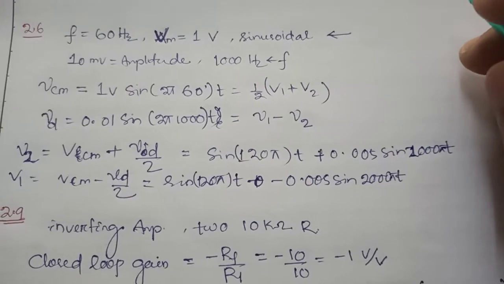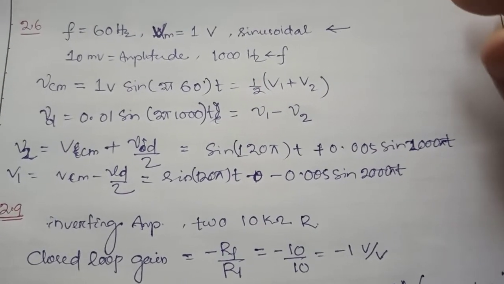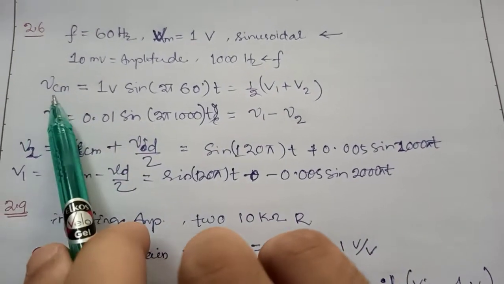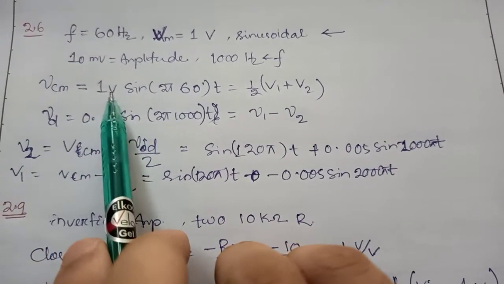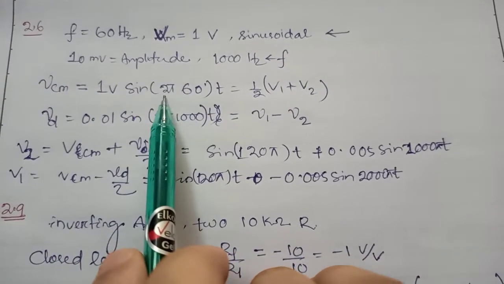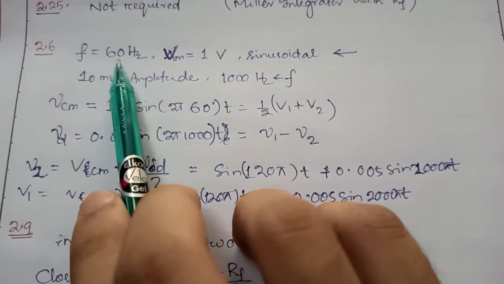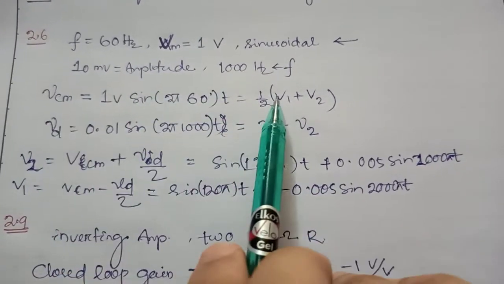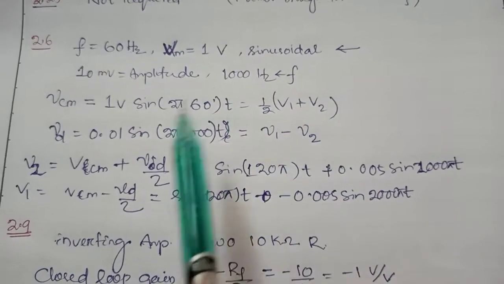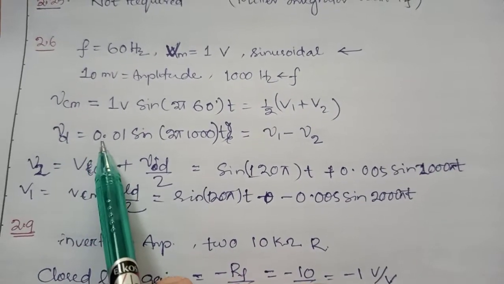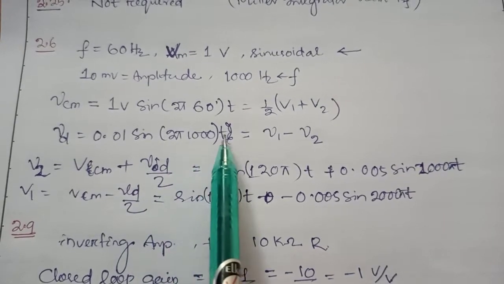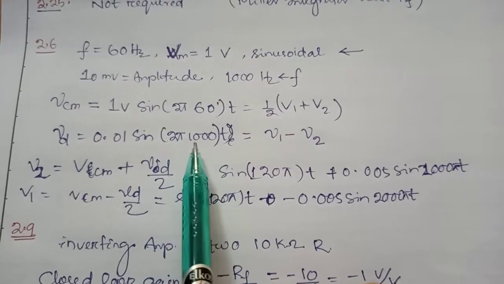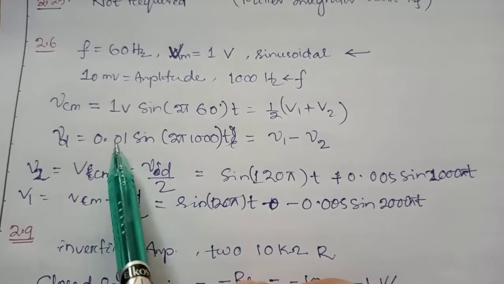It is given that the two wires leading from the output terminal of a transducer pick up an interference signal, a 60 Hz, 1 volt sinusoid. So our VCM, the common mode signal, is nothing but 1 volt amplitude sine omega t, where omega means 2 pi f, and the frequency is given as 60 Hz, so sine 2 pi 60 t. I know our common mode signal is nothing but half of V1 plus V2. The differential output is given as 0.01 sine 2 pi 1000 t, because the frequency is 1000 Hz, so it is 2 pi f t with f equal to 1000, and this is the amplitude.